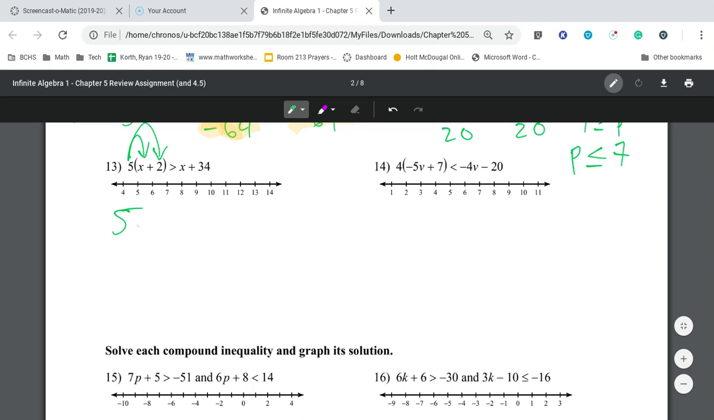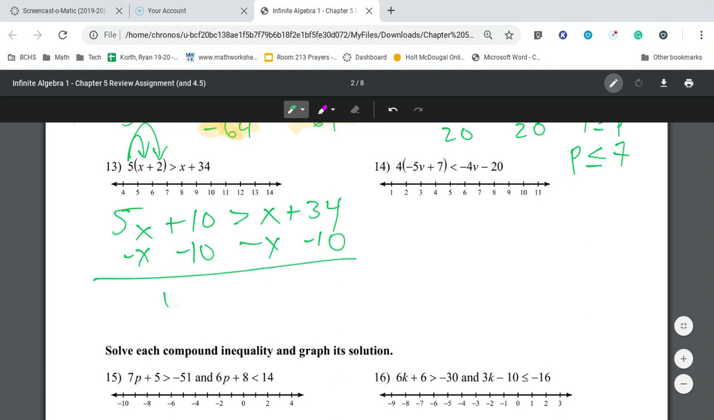All right, so distributive property first, 5x plus 10 greater than x plus 34. We want to move the variable to one side and the constant term to the other. That gives us 4x greater than 24. So 4 times x. We're going to undo multiplication with division. So x is greater than 6. 6 is right here. Open circle. Go to the right.